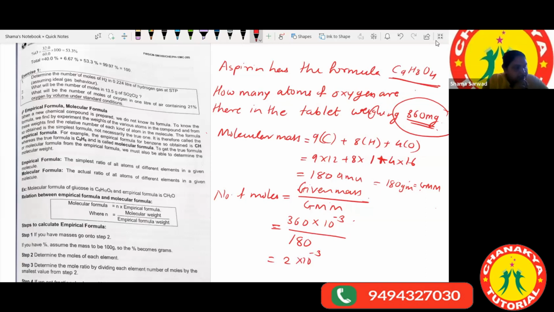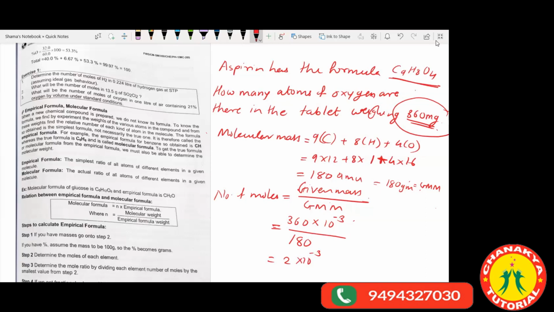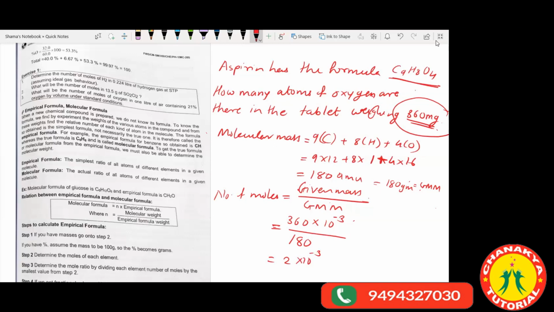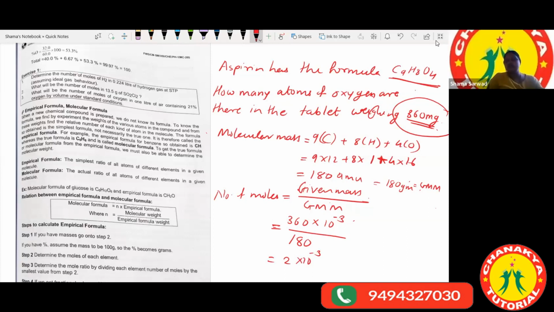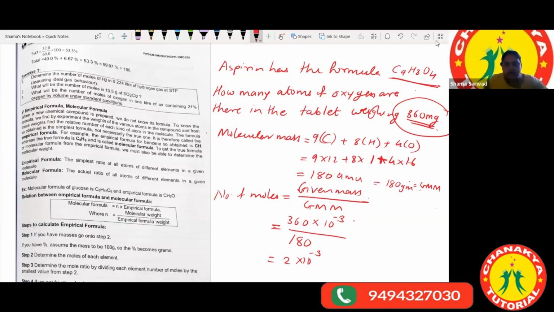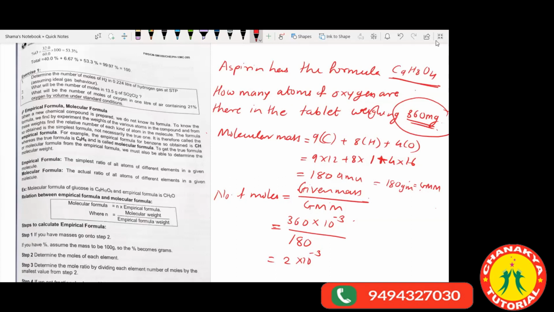How many oxygen atoms are there? 4. So total how many moles are there? 2 into 10 raised to minus 3. In one molecule, how many? 4 atoms of oxygen. And in 2 moles, how many oxygens would be there? 8. Correct? Yes, ma'am. So how am I going to calculate the number of oxygen atoms?